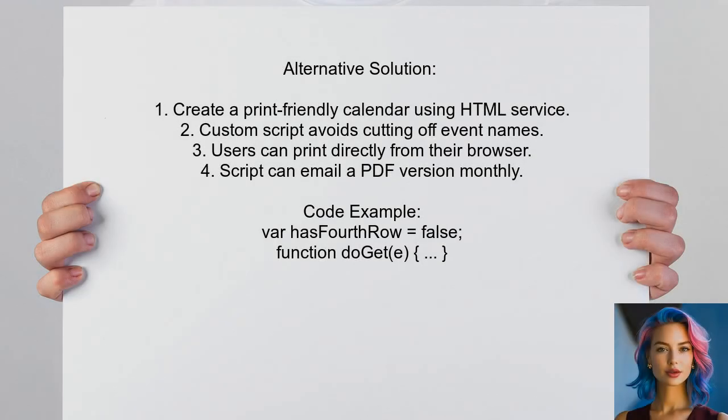An alternative approach shared by another user involves creating a print-friendly calendar using Google Apps Script's HTML service. This user found that the standard printable view often cut off event names, so they developed a custom script. This script generates a calendar that users can print directly from their browser. Additionally, it can be called from another script to email a PDF version of the calendar monthly.